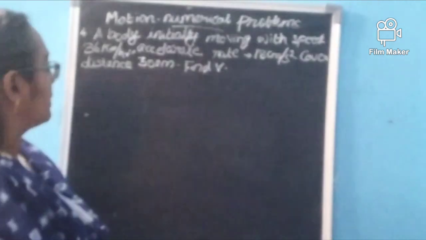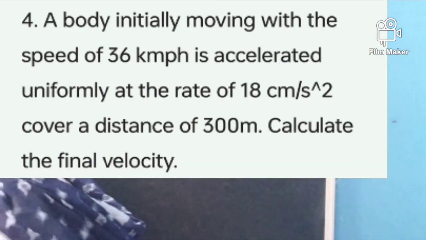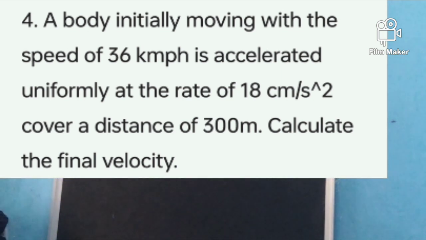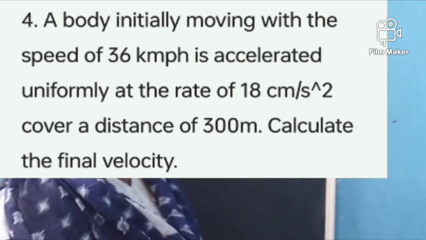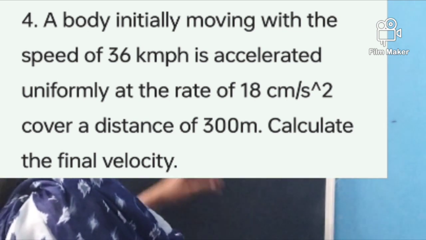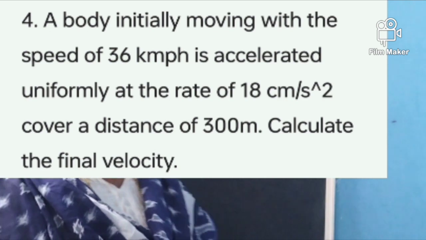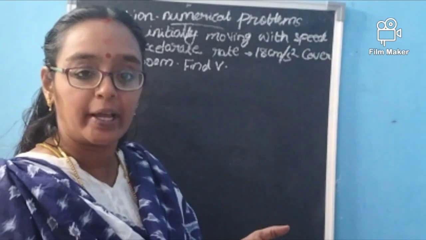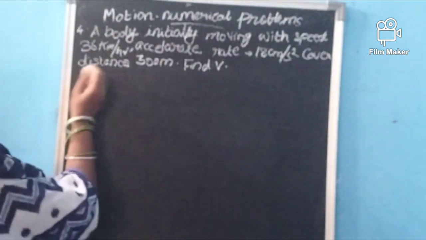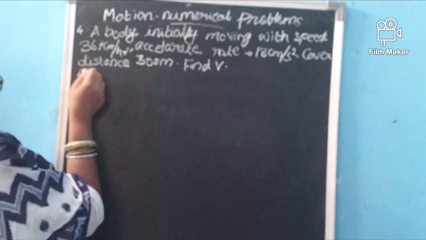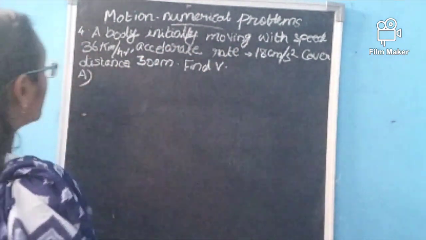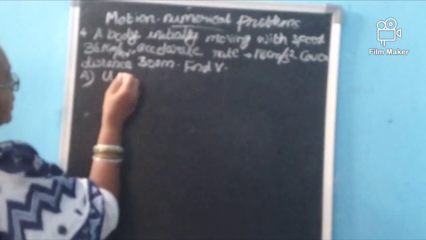Now the fourth question, ma. A body initially moving with a speed of 36 km per hour accelerates at the rate of 18 cm per second square, covering the distance of 300 meters. Find final velocity. Okay. First, what we have to write? We have to write all the quantities which have been given over here. Initially moving with the speed, so what will be that? U is equal to what, ma'am?